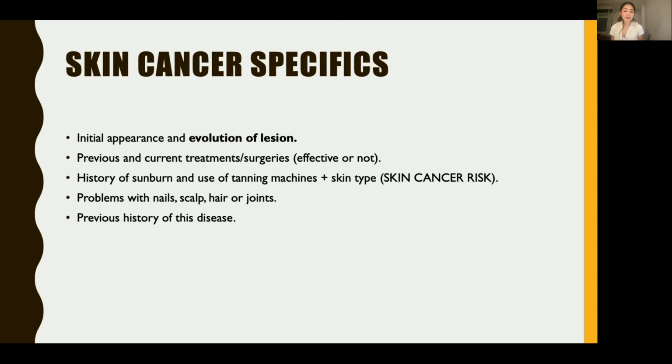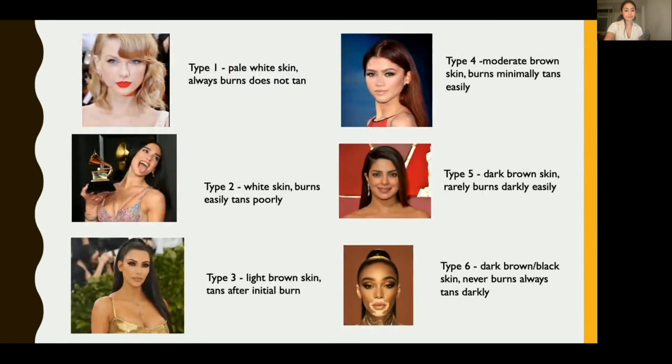Have they had any long periods where they've been living in a tropical climate? And then, as always, ask about secondary dermatological sites, so nails, scalp, hair, and joints. And then, like I said, any previous history of skin cancer and family history. Next slide. And again, I just can't resist bringing up my celebrity Fitzpatrick scale.